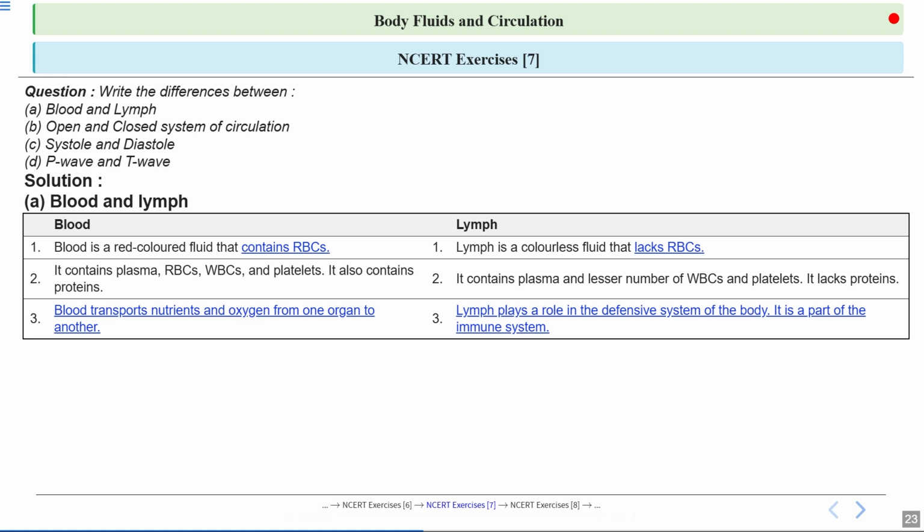Now, the blood transports nutrients and oxygen from one organ to another. This is the function of the blood, transport of the gases. Okay, elimination of the waste products as well. Now, lymph plays a role in the defensive system of the body, and it's a part of the immune system.